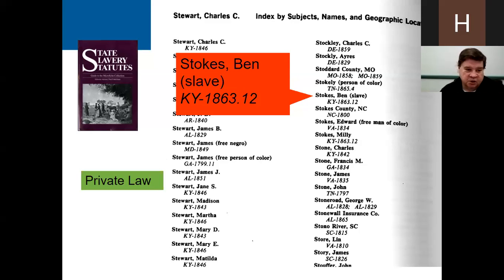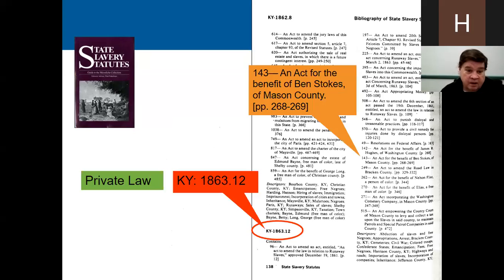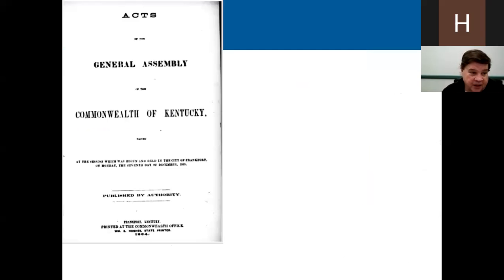So we're going to look at this one. It's for Ben Stokes, a slave. And it pushes me down. It tells me this was in 1863 in December. And over there, an act for the benefit of Ben Stokes of Mason County. It's on page 268 and 269. That takes me to the microfilm. I just need to find it. Go to the microfilm, and this is what I found.